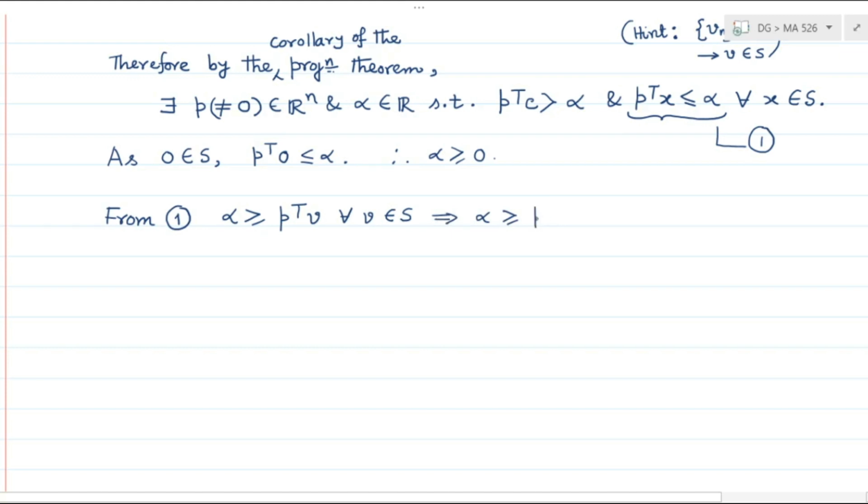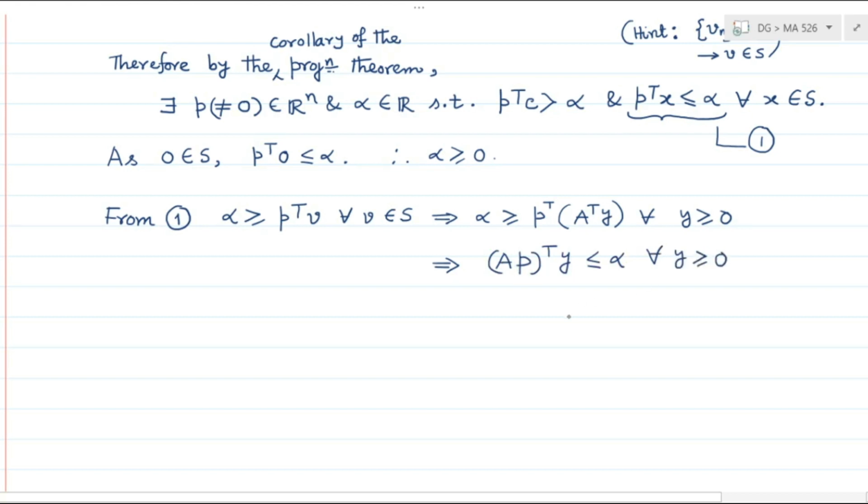And these will then imply alpha is greater than or equal to, what are V's? Inside the set S, V's are given by A transpose Y, with Y greater than or equal to 0. So here P transpose V's expression is A transpose Y, and this is true for all Y greater than or equal to 0. This will then imply, you note the interesting fact, that AP transpose y is less than or equal to alpha for all y greater than or equal to 0.